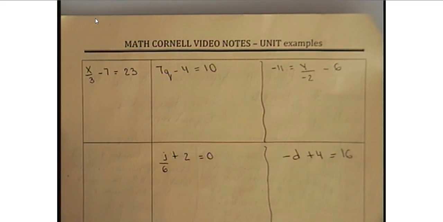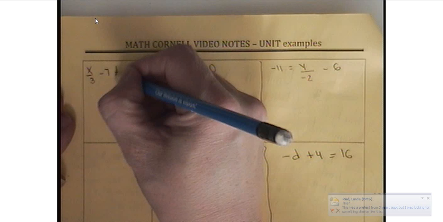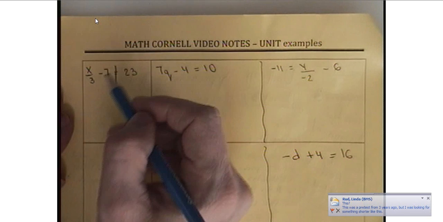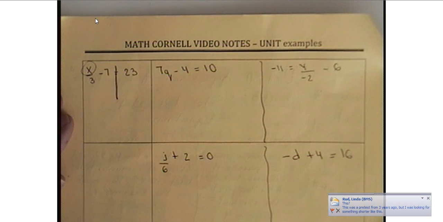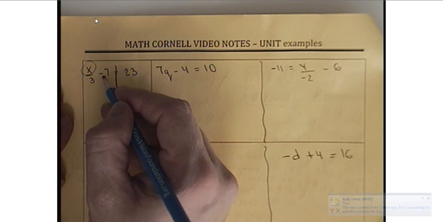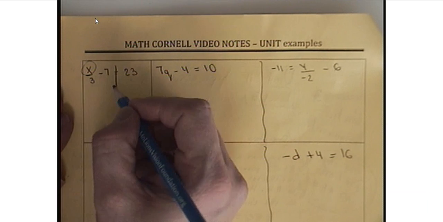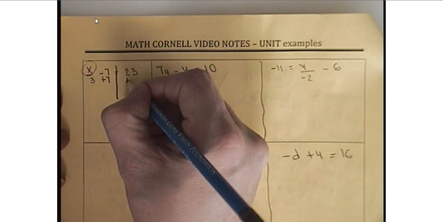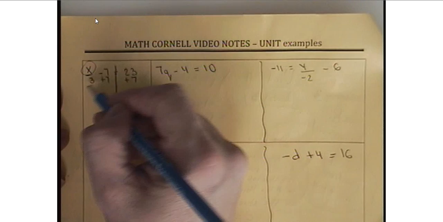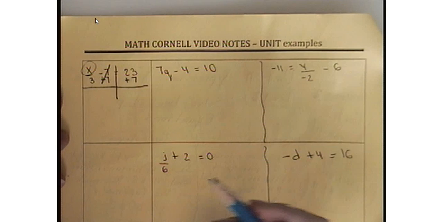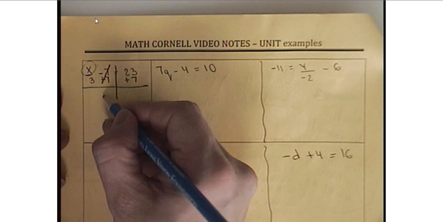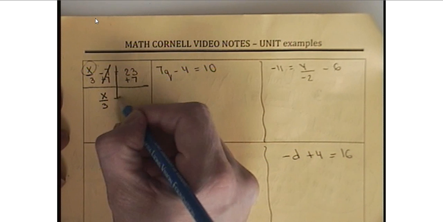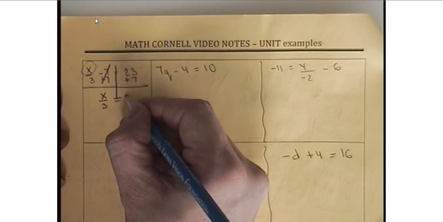x over 3 minus 7 is equal to 23. So here's the case when we have negative 7, x is what we want to save, and negative 7 is the number that needs to be cancelled. So plus 7 on each side, and we have those two gone. So here's what we have left here. x over 3 equals 23 plus 7, which is 30.